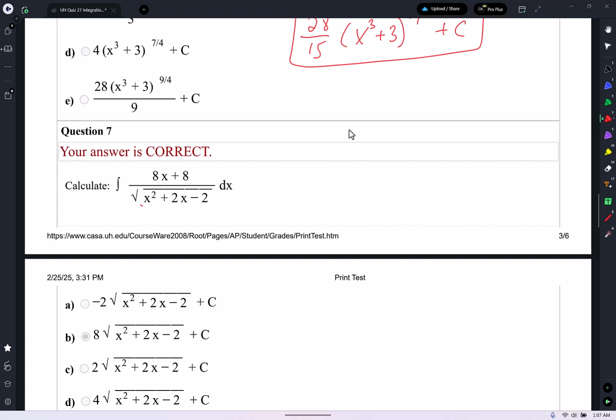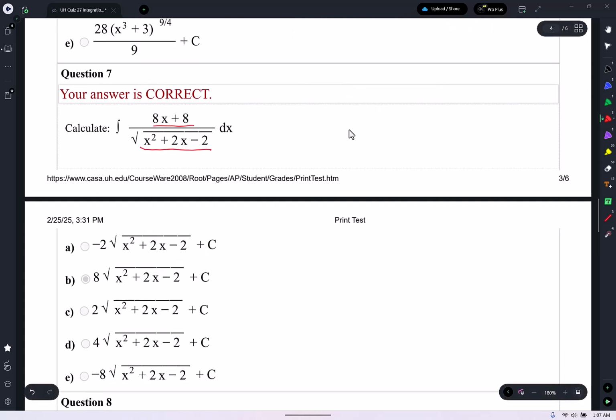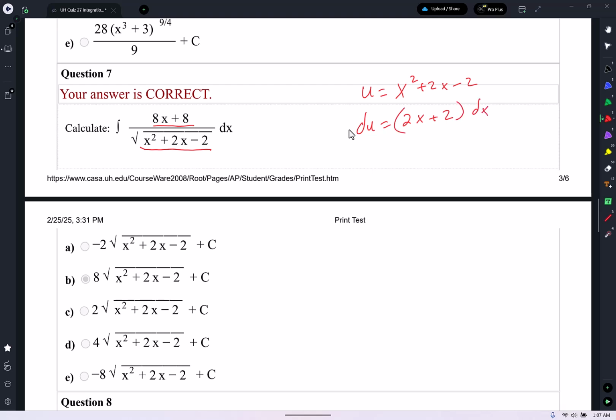Again, so I see an x squared plus 2x minus 2. And when I do my du, I can see that I'm going to have a linear term. So look, let's just do it. U equals x squared plus 2x minus 2. And notice when I do my du, 2x plus 2 dx. If you want to put parentheses like that, go for it, guys. So I can get this to be a 2x plus 2 if I factor out a 4.